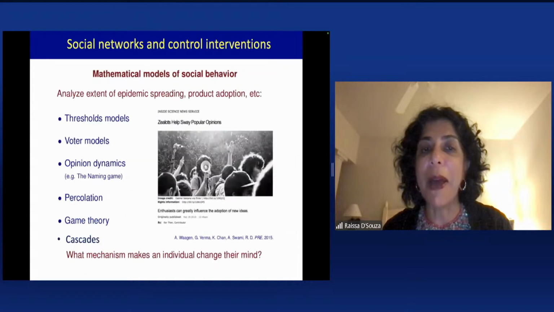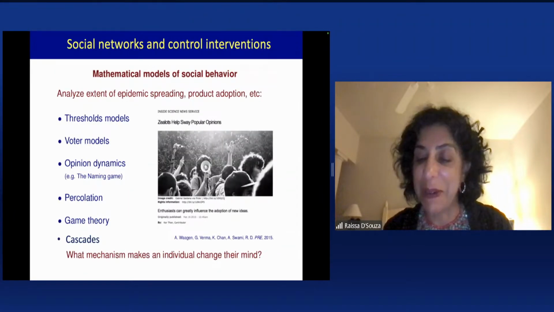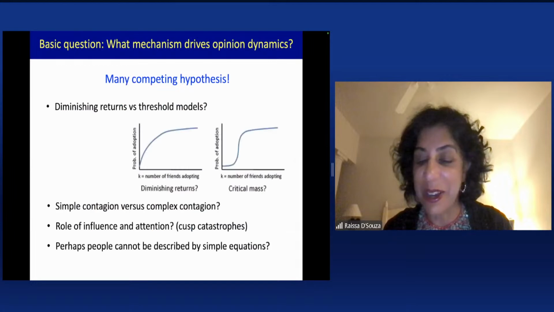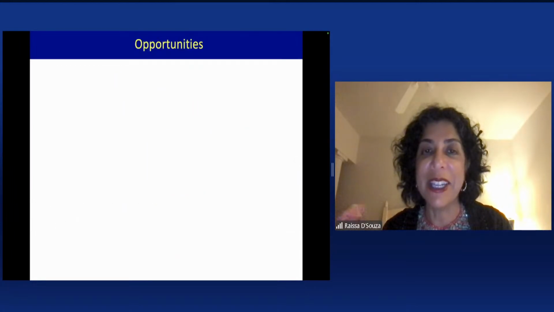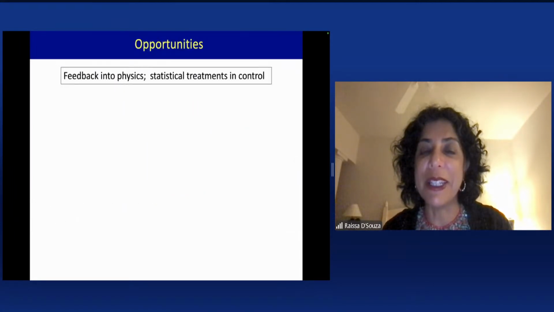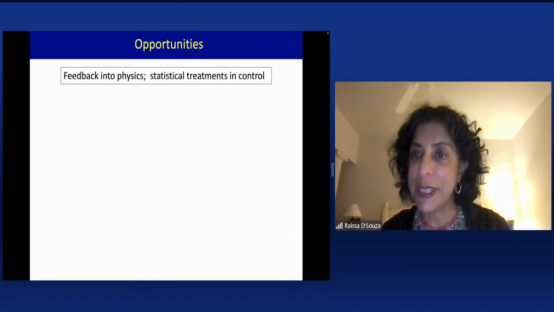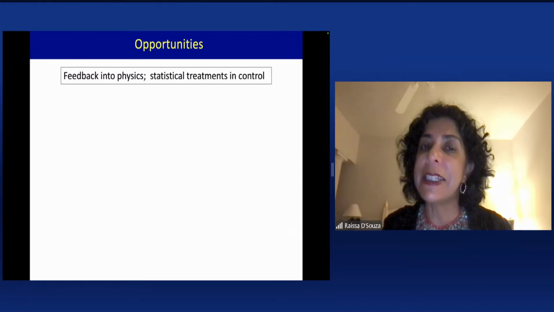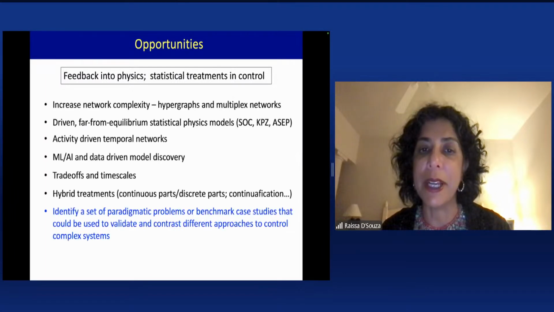And then we can think about trying to control social networks as well. That is certainly a large open question. So there's a lot of opportunities to think about bringing that classic notion of feedback from control theory into physics. And there's a lot of opportunities for taking statistical mechanics, statistical physics, and bringing that into control theory.